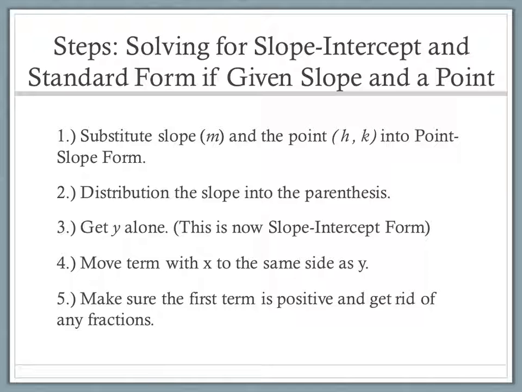I have this in your notes, but here are the steps for writing an equation in slope-intercept and standard form if it gives you a slope and a point. We'll substitute that slope and point in for the h, k, and m values. Then we'll distribute. Then we'll get y by itself. That's slope-intercept form when we have y by itself, and then we'll move our x over to the same side as y to get standard form, and you'll see this in an example.